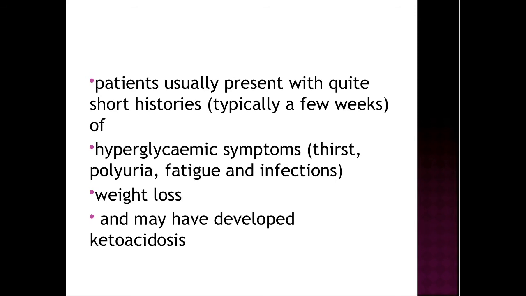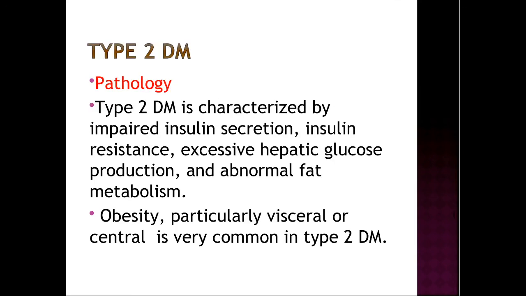Patients usually present with a quite short history. Typically it's a few weeks to development of first manifestation. Hyperglycemic symptoms like thirst, polyuria, polydipsia, fatigue and polyphagia, and secondary infection are typical for this patient. Typical is also loss of body mass for the first form of diabetes mellitus, and patients may develop strong ketoacidosis and all complications which are typical for this metabolic disorder.